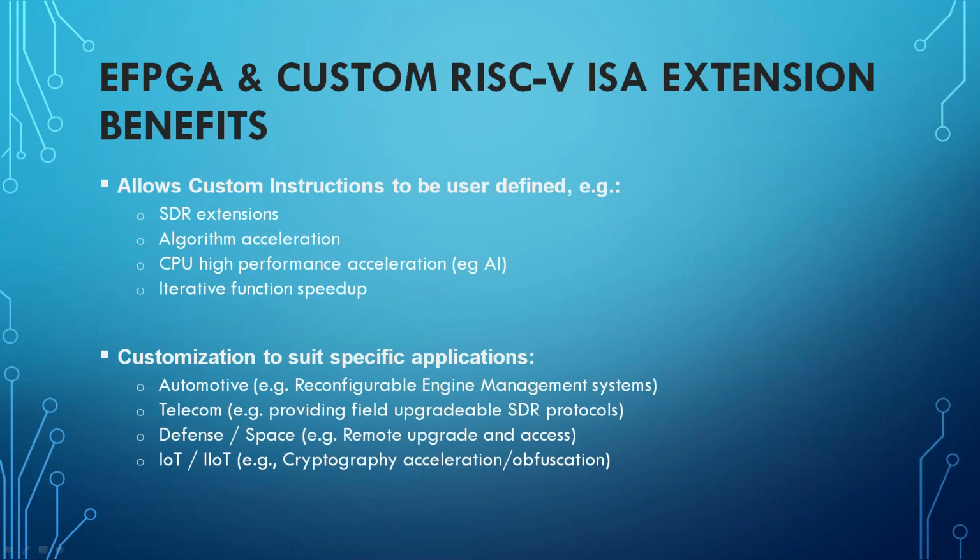Okay, so the benefits of a custom RISC instruction set architecture extension with an eFPGA is it allows the custom instructions to be user-defined. So you may have some SDR, software-defined radio extensions. You may have algorithmic acceleration, CPU high-performance acceleration, for example for AI, or you have iterative function speed up, and that's an example we're showing with CRC, where you have basically a loop that's unrolled in hardware and it's iterated at high speed, physically in silicon.